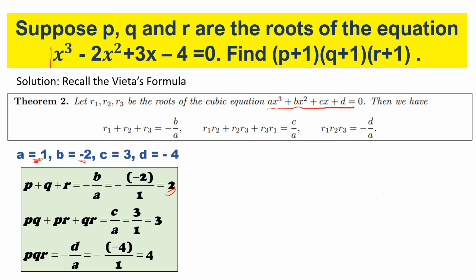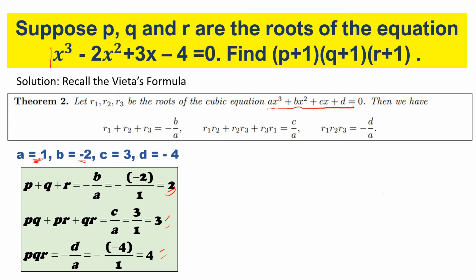Then the next one is the product of the first and the second root. So the product of PQ plus the product of PR plus the product of QR is equal to c over a, and that is 3 over 1, which is equal to 3. Then the product of the three roots is negative d over a. So the product PQR is negative times negative 4 over 1. A double negative is positive 4 over 1, and that is equal to 4. That is the value we have based on Vieta's formula.